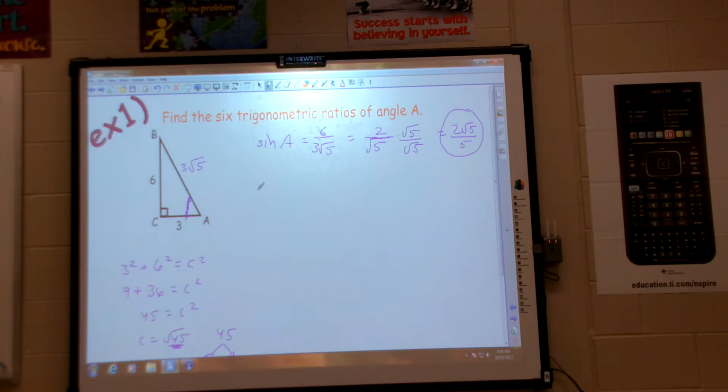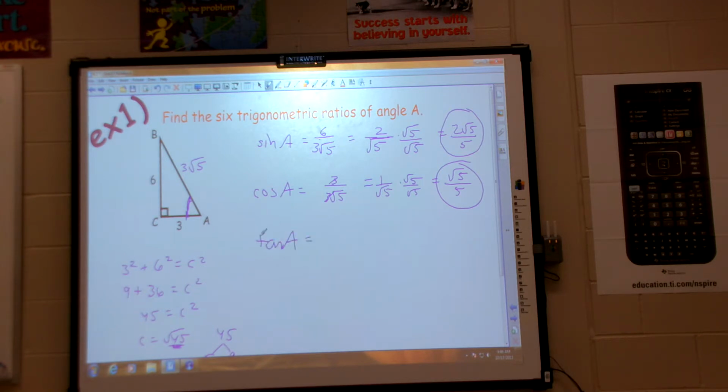Yeah? Okay, let's do cosine. Cosine is what over what? Adjacent over hypotenuse. So my problem, I'm going to get 3 over 3 square root of 5. Right? Adjacent over hypotenuse. Cancel those 3's. I get 1 over square root of 5. Get that square root out of the bottom. Square root of 5 over 5. You with me so far? Just a lot of reducing in basic math.